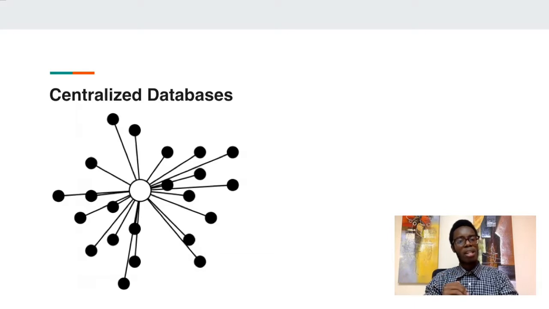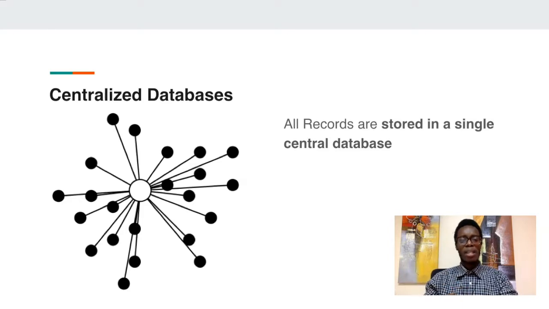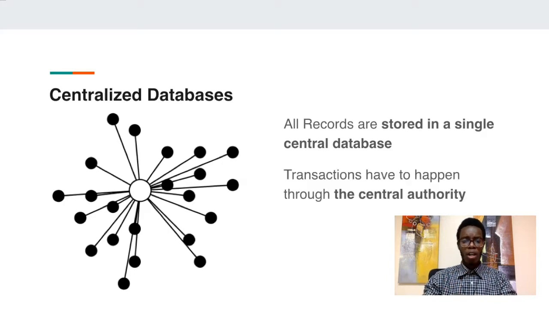First, let's start with centralized databases. This is just the basic structure of a central database. In centralized databases, all records are stored in a single central database. For any transaction to happen through such a network, it has to occur through a central authority. And most of the time, the central authority is usually a third party. It means we really don't need them in that transaction, other than the fact that they are the ones storing all transactional records.